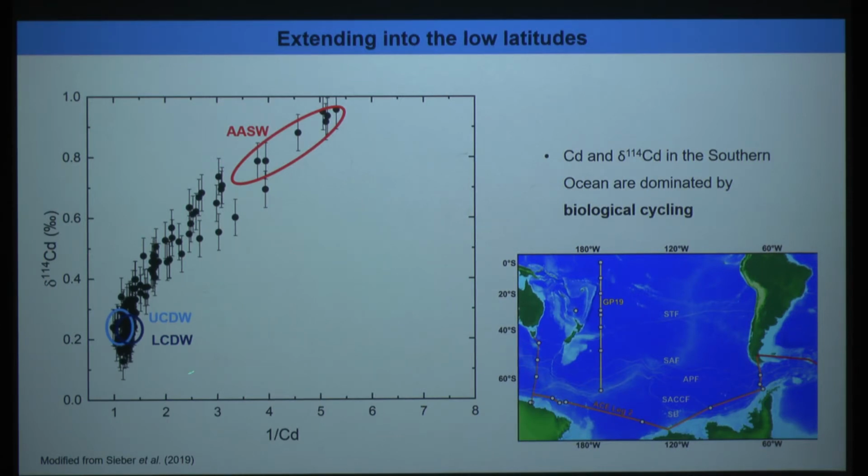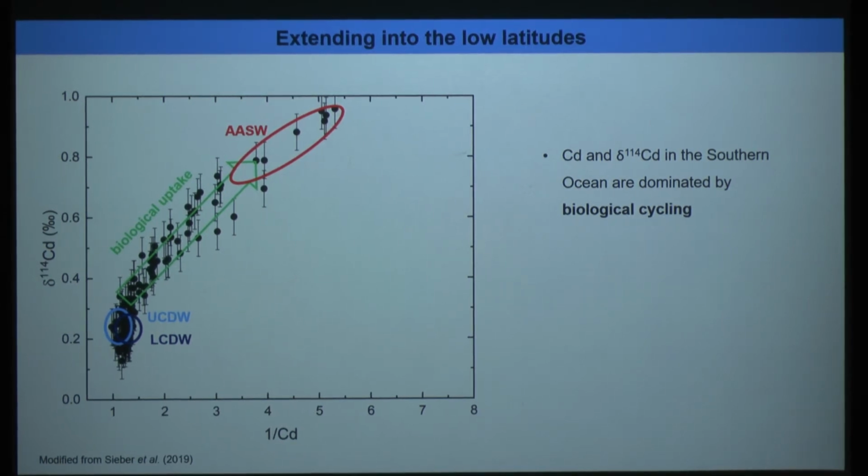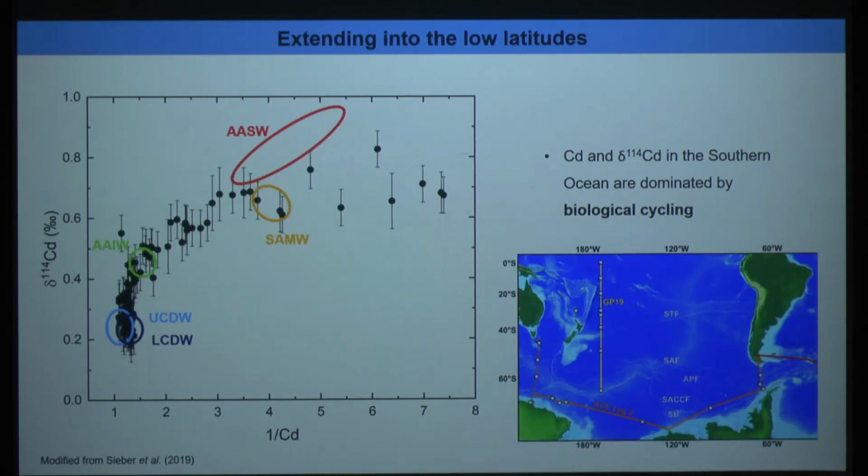And this is what we had in the Southern Ocean. So we have our upper and lower circumpolar deep water and some surface water, and we said this is pretty much biological uptake. It's just fractionation as cadmium is taken up, and we have some regeneration that brings it back down. So now if we take this GP19 section, which pretty much starts in the Southern Ocean and then goes out into the low latitudes, all these surface processes here will not happen once you cross these Southern Ocean fronts anymore.